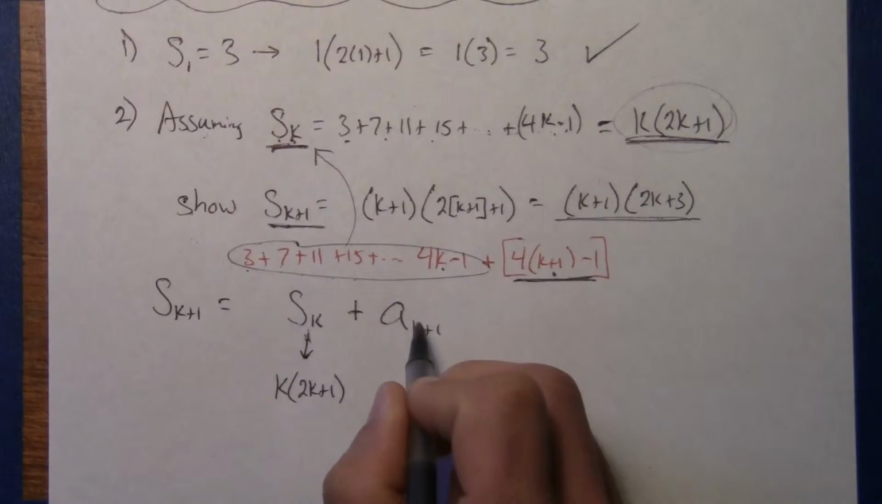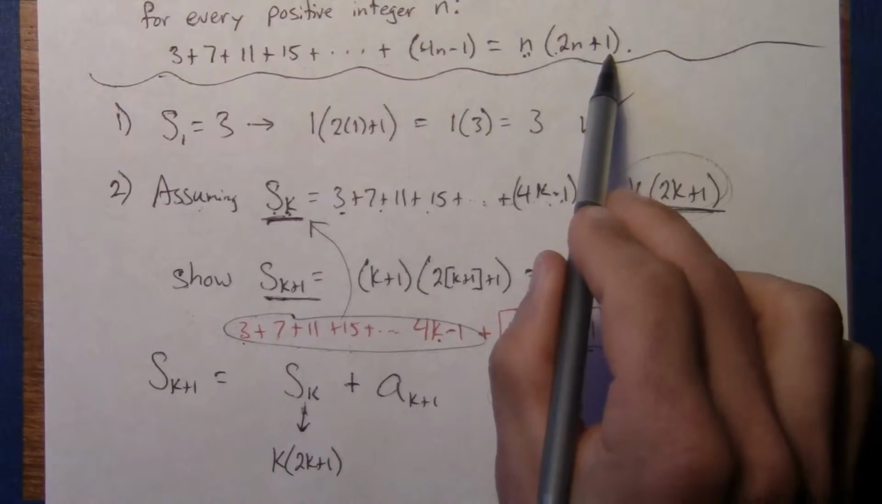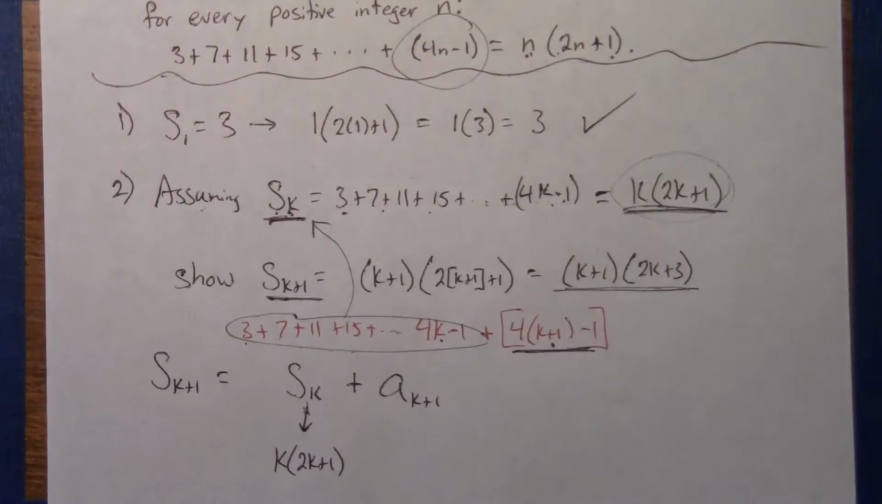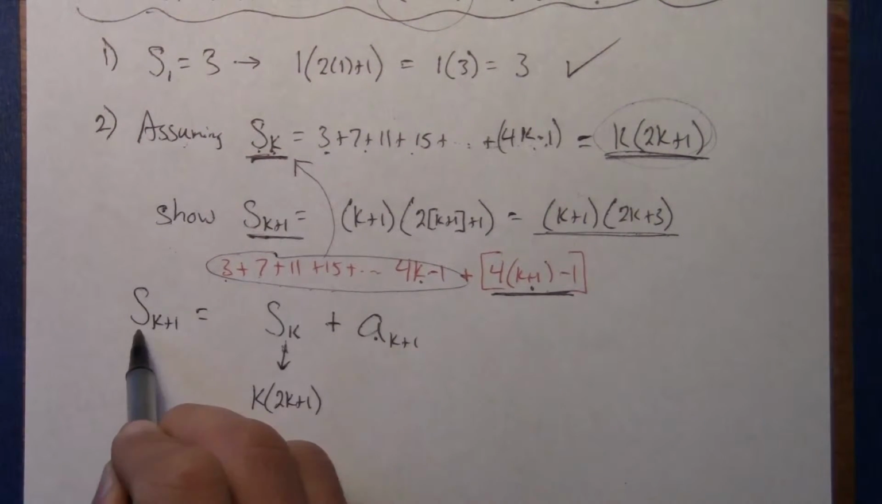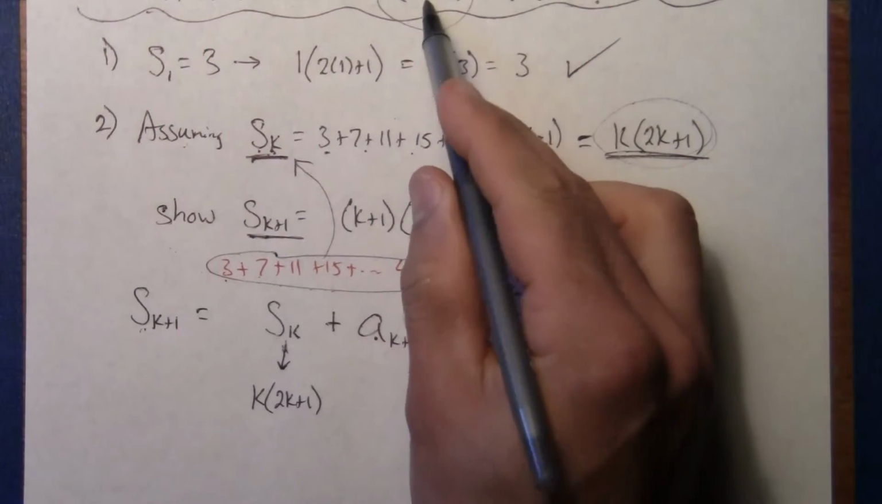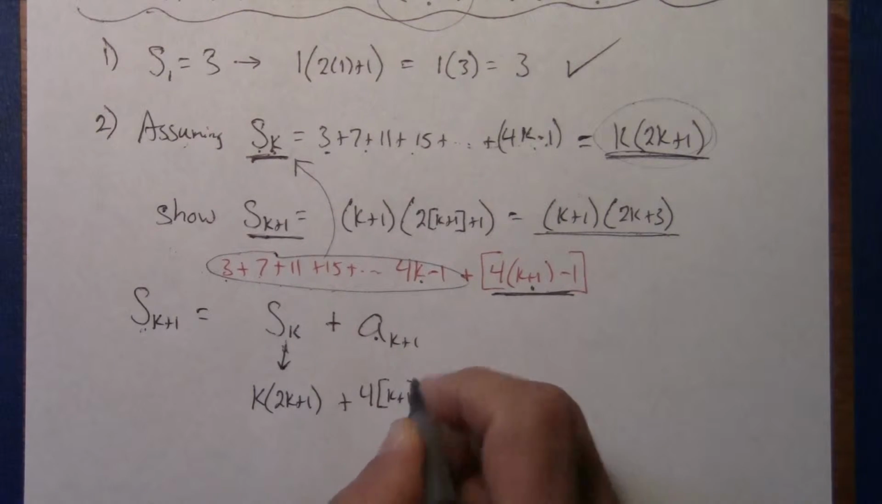The k plus 1 term, if I come up and look at my series here, the k plus 1 term would be what I get when I plug k plus 1 in here. Remember, this is a term number, not necessarily the sum. Here's the sum. Well, plugging that in here, I'm going to end up with 4 times k plus 1 minus 1.